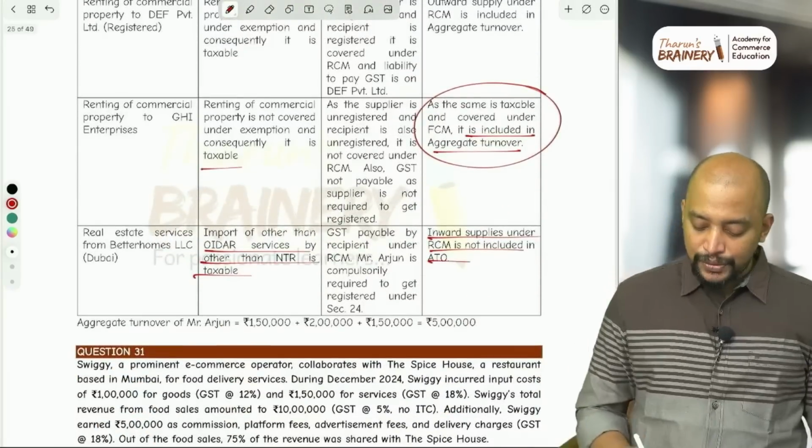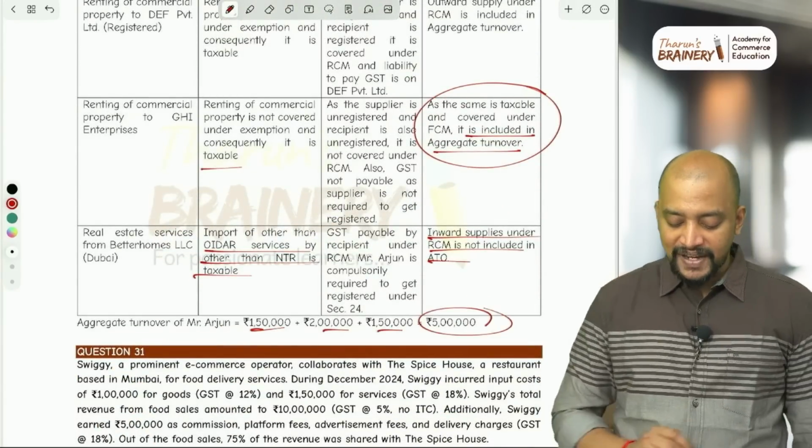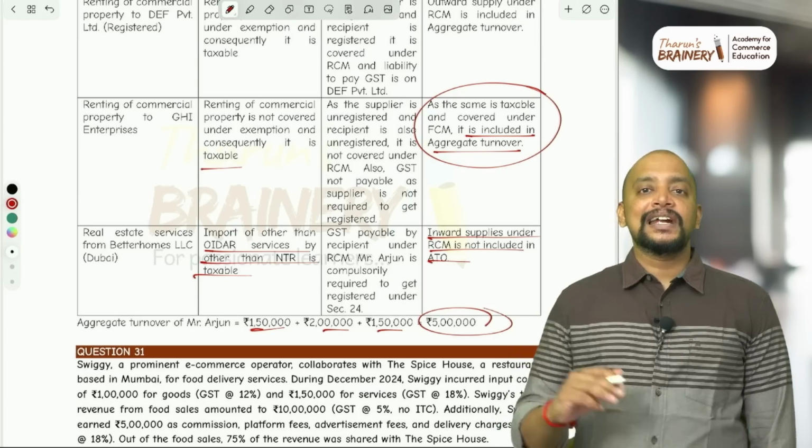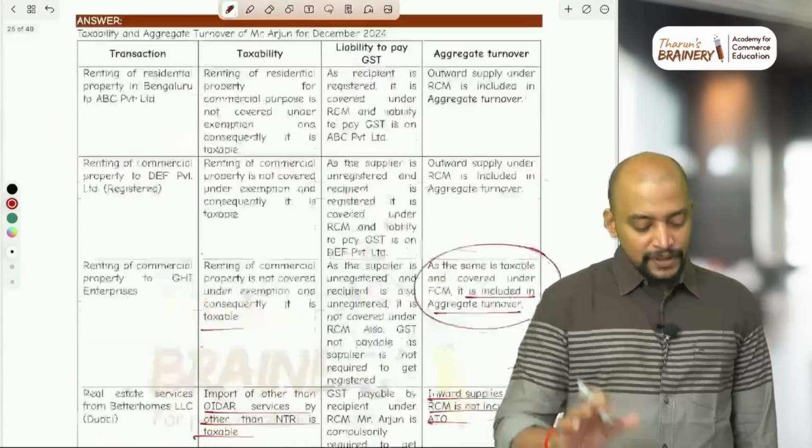So 1 lakh 50, 2 lakhs and 1 lakh 50 only will come. That is 5 lakhs will be taken as their aggregate turnover. So this is one good question.